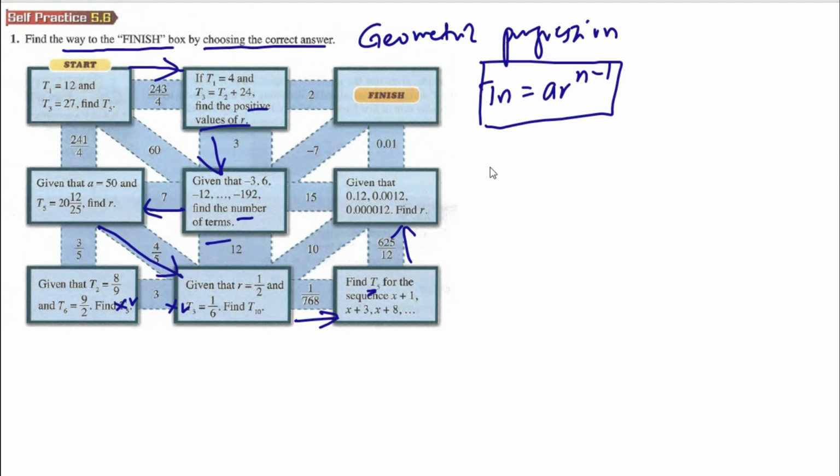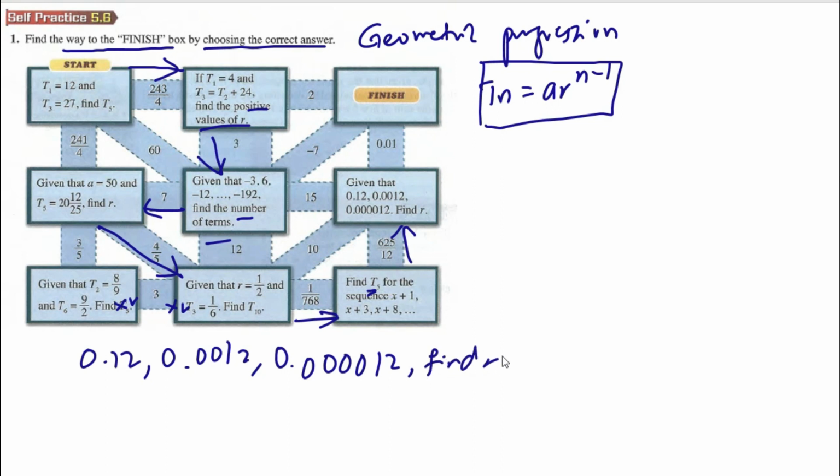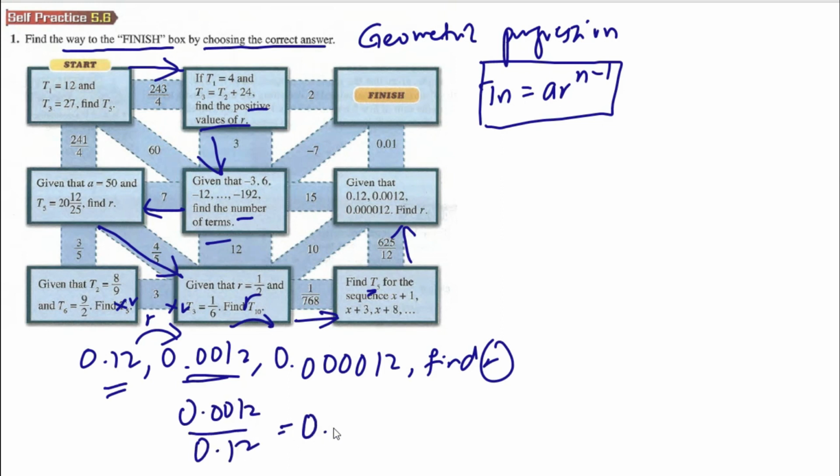And here given 0.12, 0.0012 and 0.000012, find R. So 0.12 times R is 0.0012, times R is also 0.000012. So to find R, we just take this one and divide by the previous term. So 0.0012 divided by 0.12, which is equal to 0.01. So yeah, finish line.